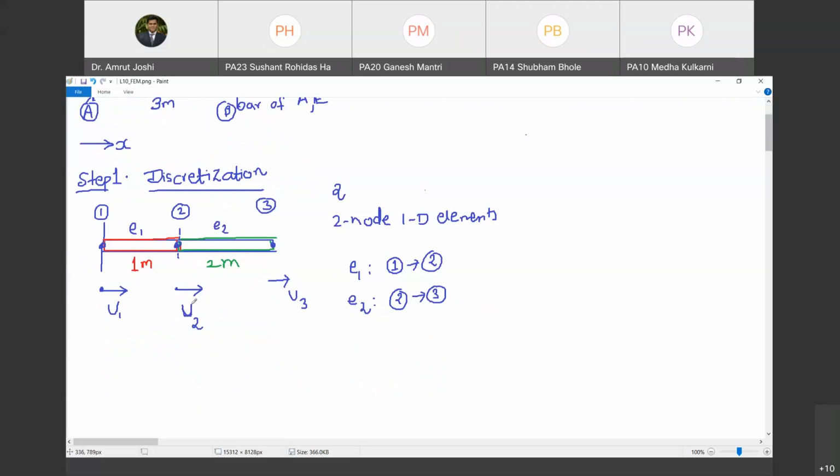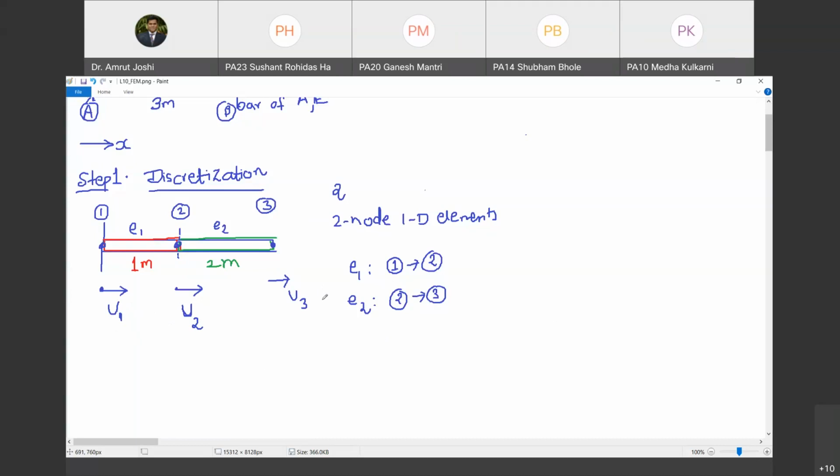Now, U1, U2, U3. These are the displacements in global coordinate system. I'm looking at the entire beam and I'm calling these displacements U1, U2, and U3. Are you with me? Yes, sir. So I have marked them with capital letters, capital U1, capital U2, and capital U3. Are you with me? Yes, sir.